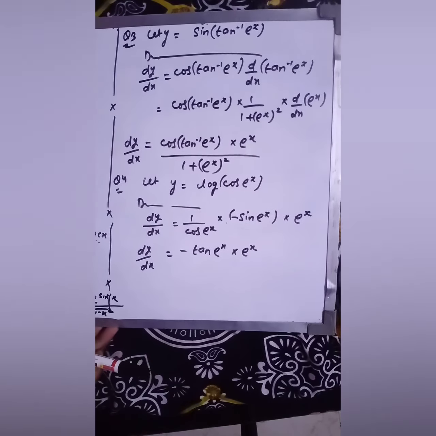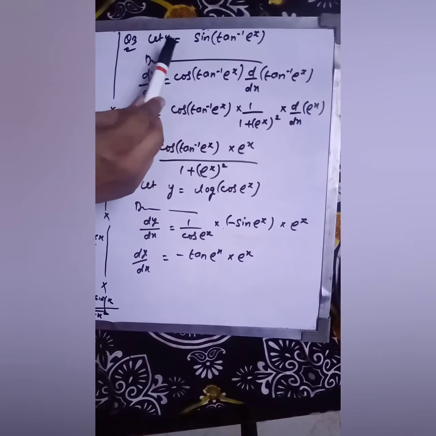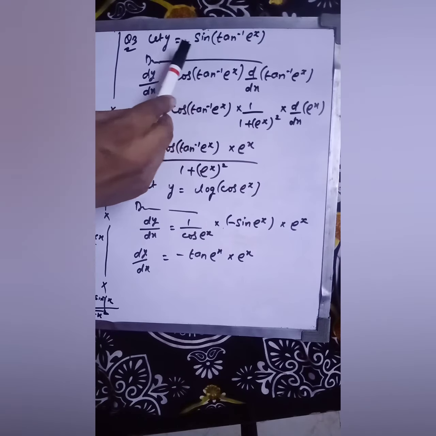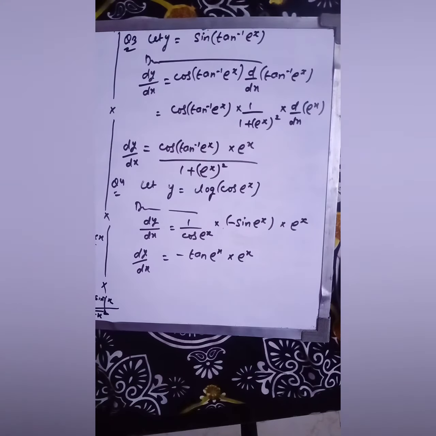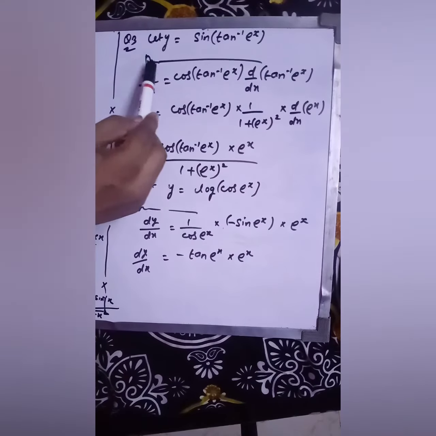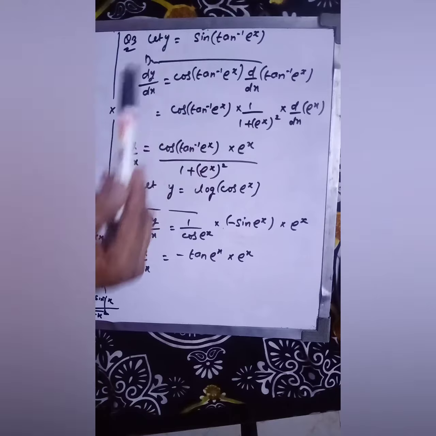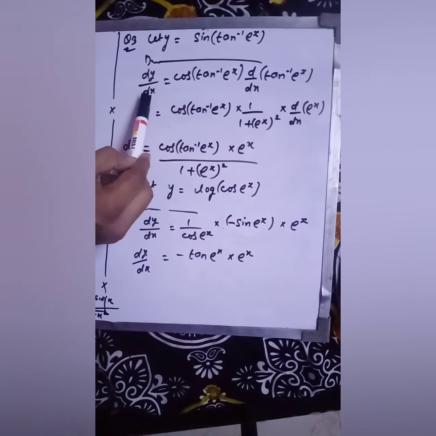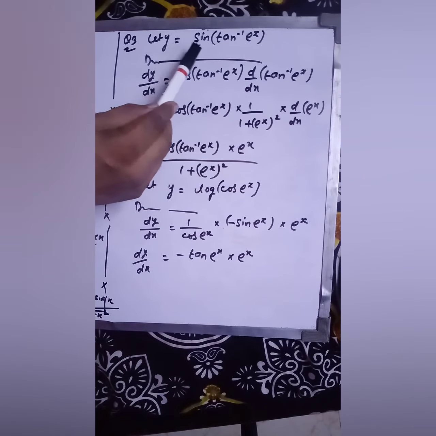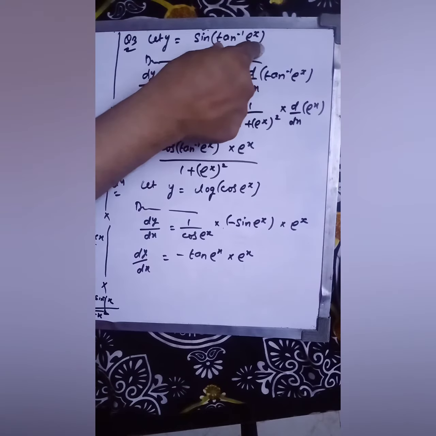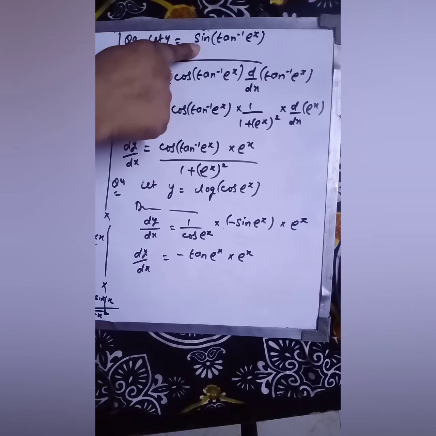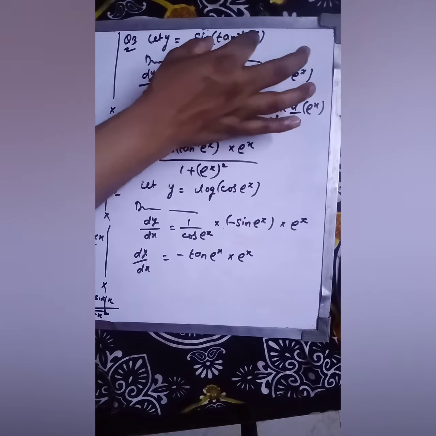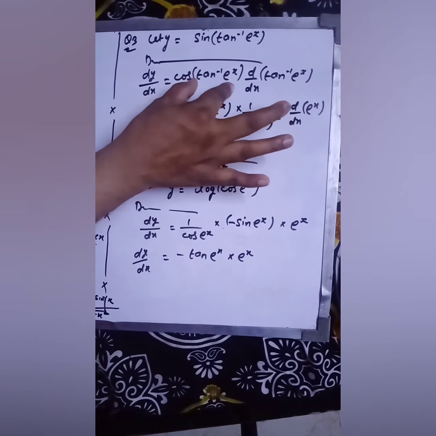This is given to us, so we assume that this is equal to y. Now we have to differentiate both sides with respect to x. You have to write the whole statement, which I'm not writing, but you have to write. So dy by dx is equal to, and this is a whole angle, so we have to find the derivative of sin only. The derivative of sin is cos x, so cos, and this angle will remain the same.